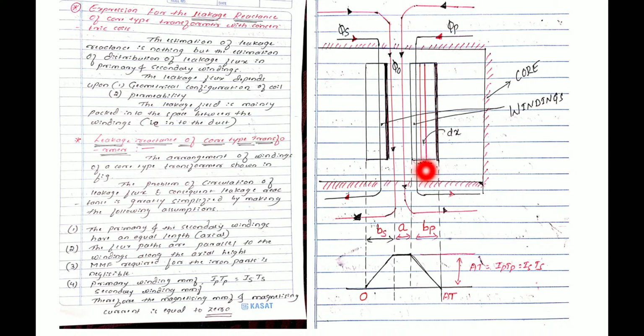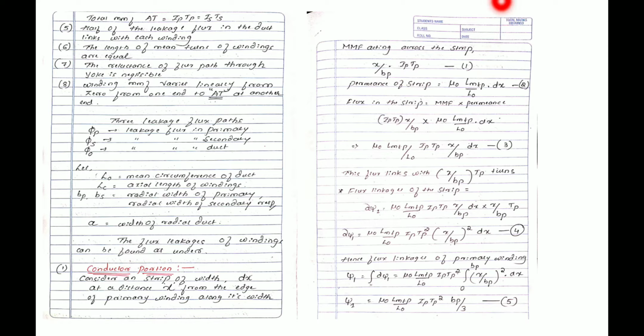So that is the reason: X divided by BP, the MMF in the sense of ampere turns. Ampere turns is nothing but IPTP. It is X divided by BP into IPTP. So this is nothing but the MMF acting across the strip, X divided by BP into IPTP. Call this equation 1. After this only we'll calculate the permeance of a strip.